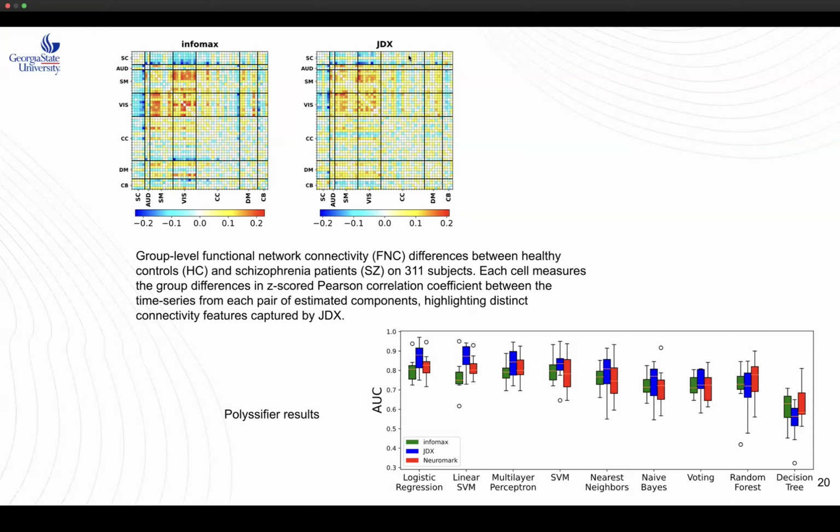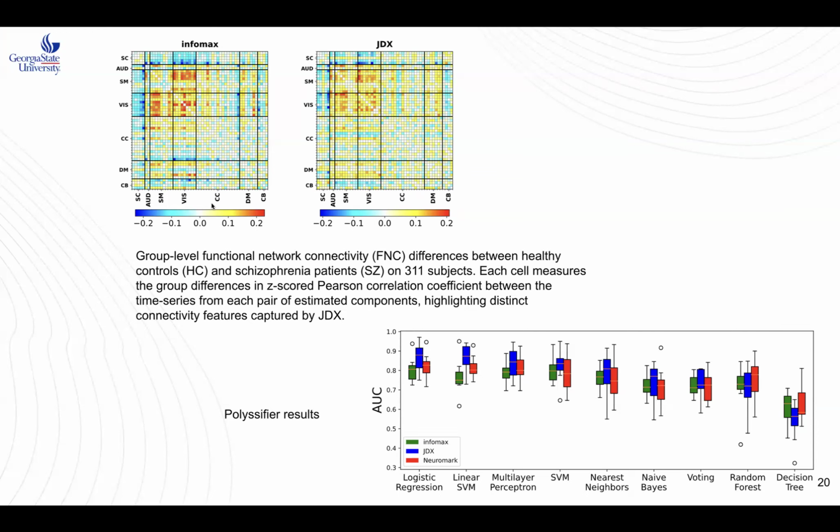I think I didn't crop the title, but anyway, the FNCs are the average from healthy controls minus schizophrenia patients. And I use all of the 311 subjects' FNCs to do a classification test. So here are three test results from Infomax, GDX, and Neuromark. And you can see that the result of GDX is almost always better, and logistic regression can achieve near 90% sometimes.